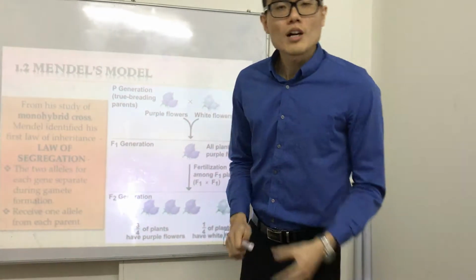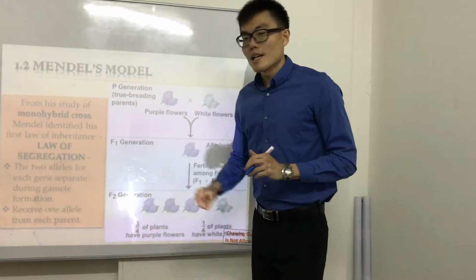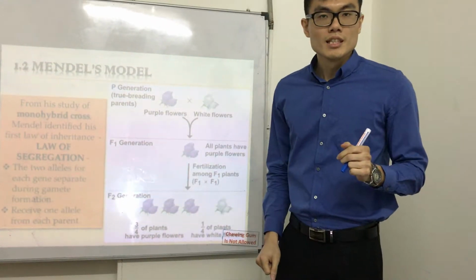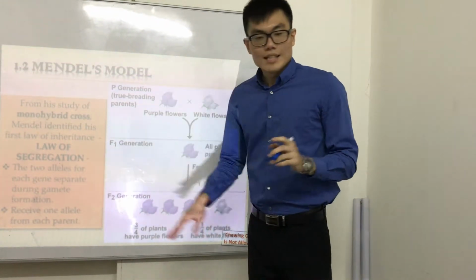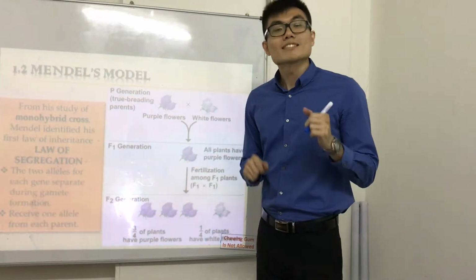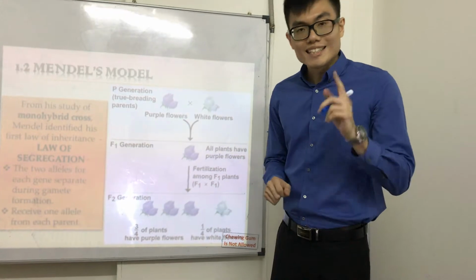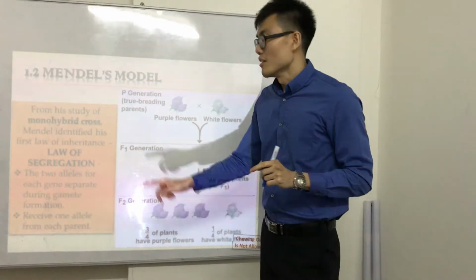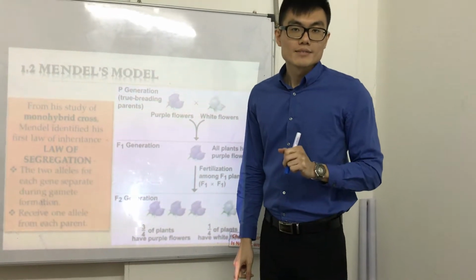So from the monohybrid cross, Mendel came up with the first law, the law of segregation. Mendel stated that the 2 alleles for each gene will separate during gamete formation. In other words, every individual will receive 1 allele from each parent.